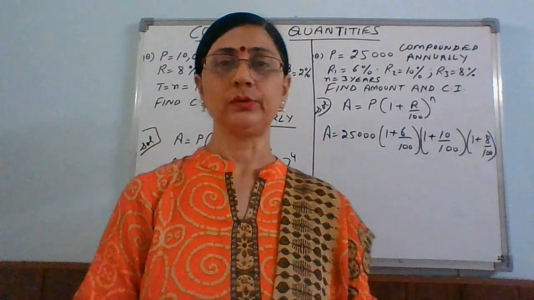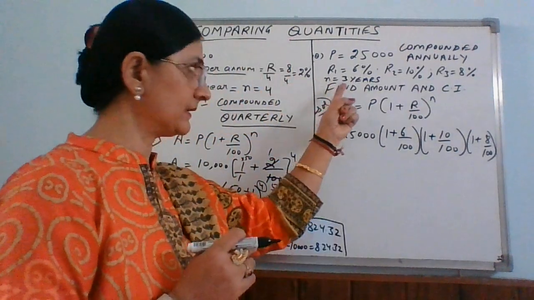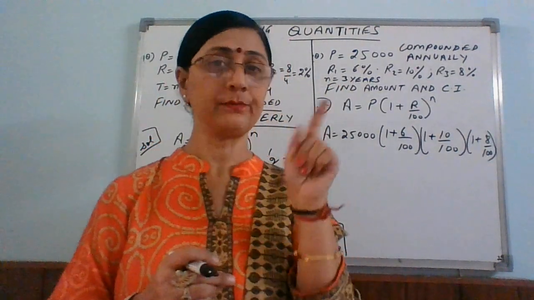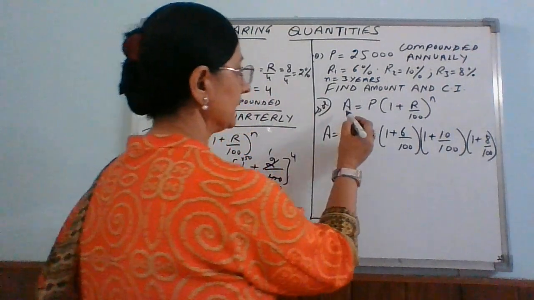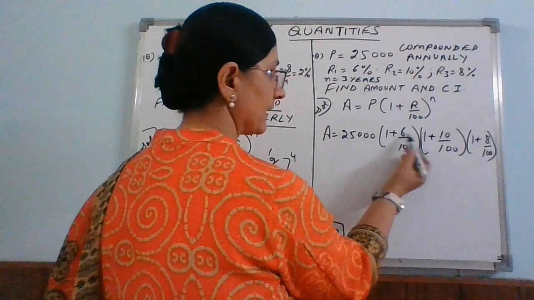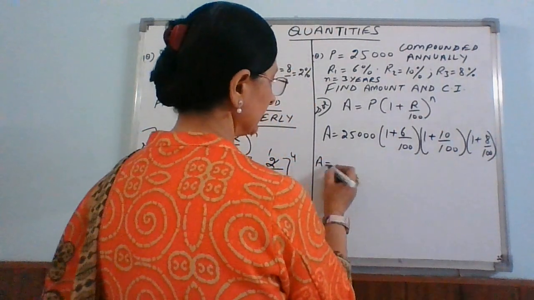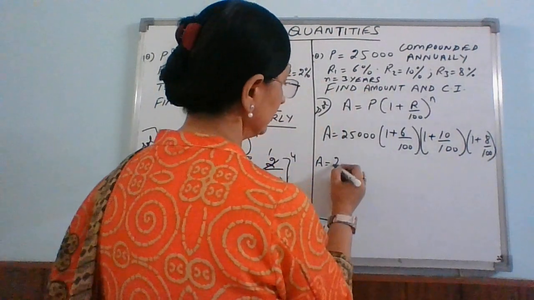I have written on the board a question having 3 different rates, right? So time here is 3 years, but the rate is different for every year. So here this is the general formula for A, right? When we have different rates R1, R2, R3, then this is the formula, right? So here, what is given here?